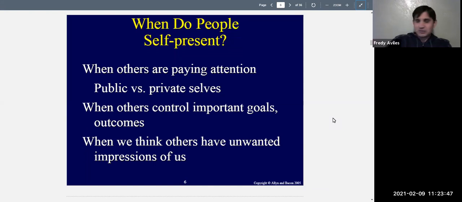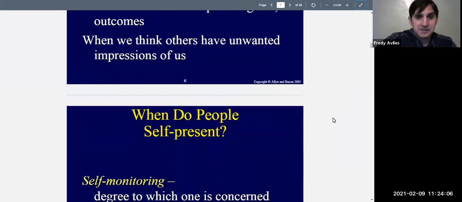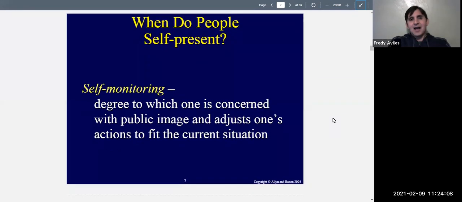Maybe your teacher thinks a certain way of you. Maybe your teacher thinks you're incompetent or lazy or whatever it is, or your boss or your significant other, or just somebody passing by, right? But yes, we self-present more when we think people have impressions of us that we don't like, and we try to correct those, sometimes unsuccessfully. When do people self-present? Well, more about this, okay?